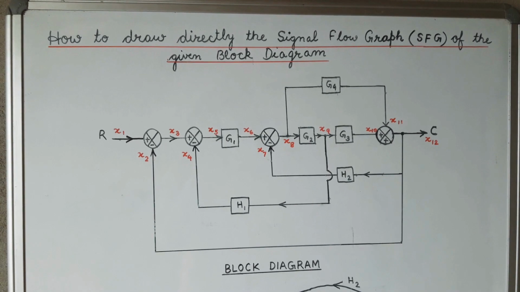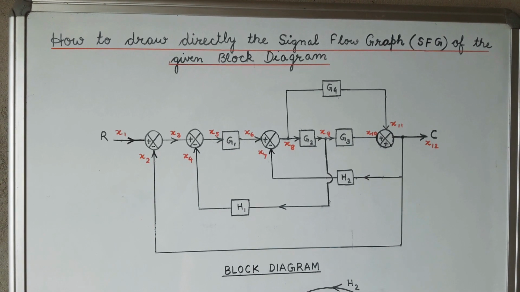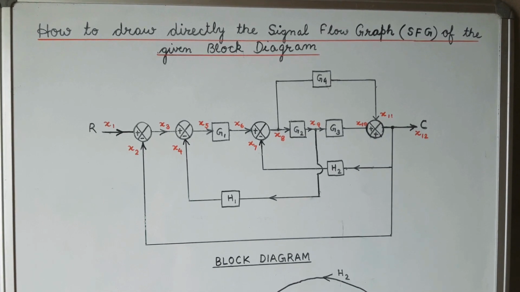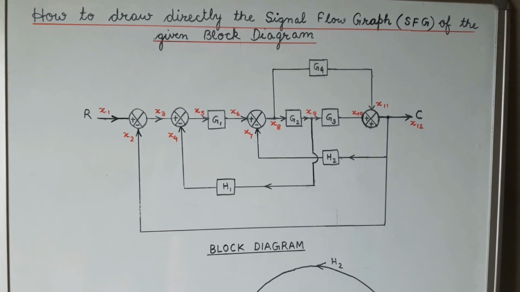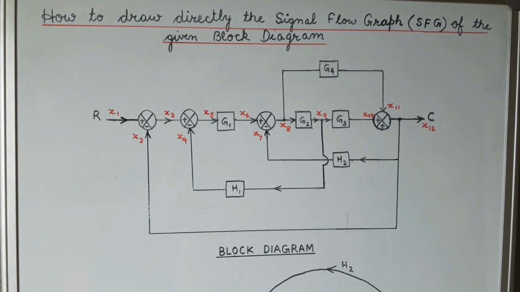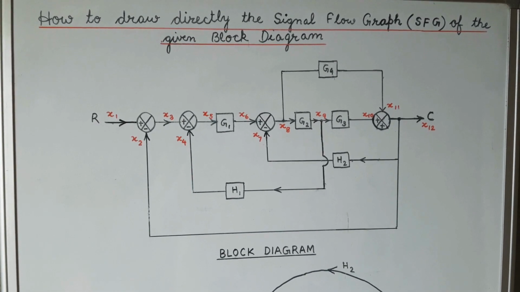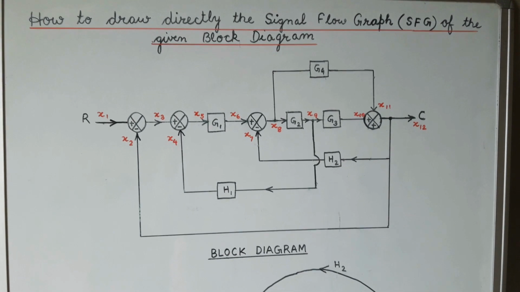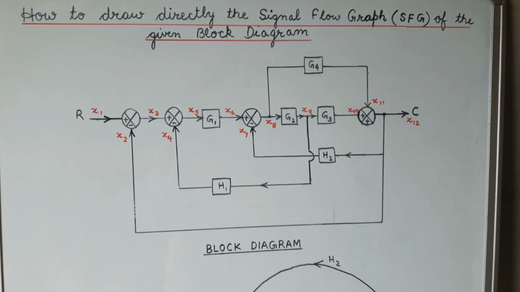In today's class, we will discuss how we can draw directly the signal flow graph for a given block diagram. Let us consider the block diagram which is shown in the figure. We want to draw directly the signal flow graph of the given block diagram.